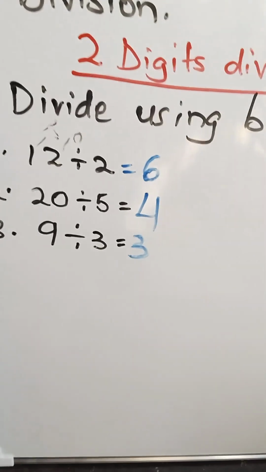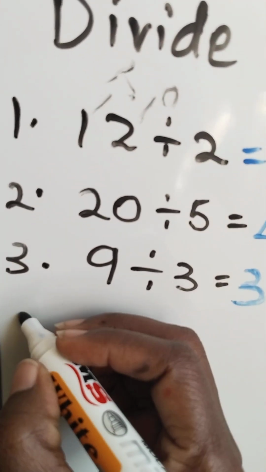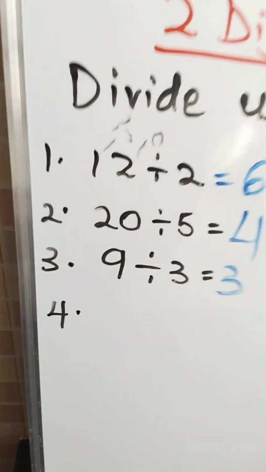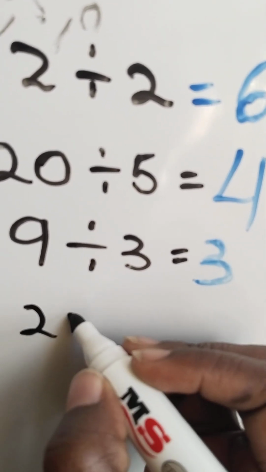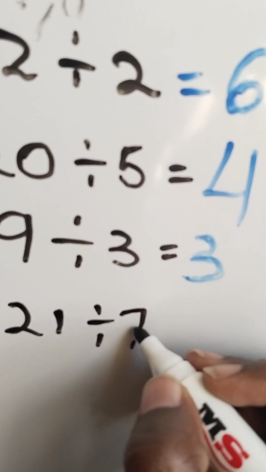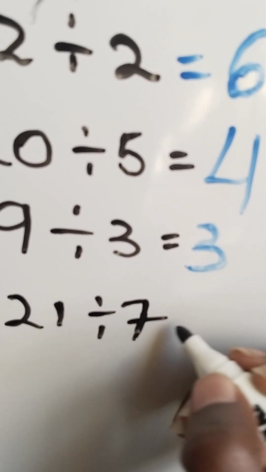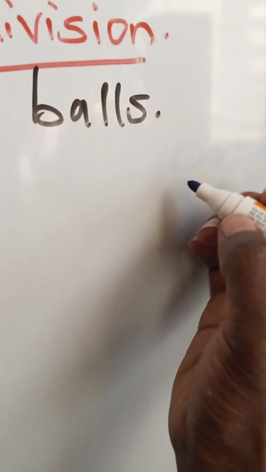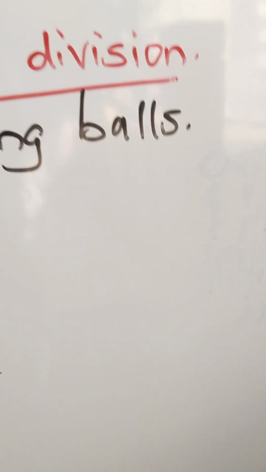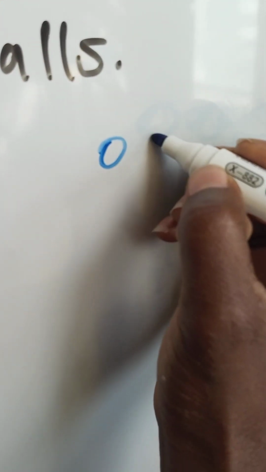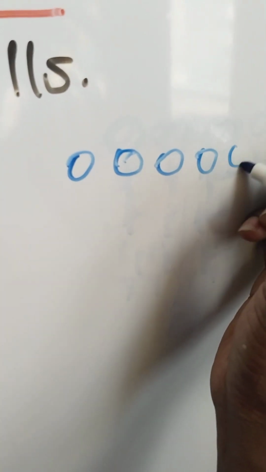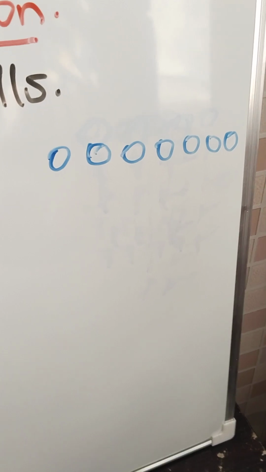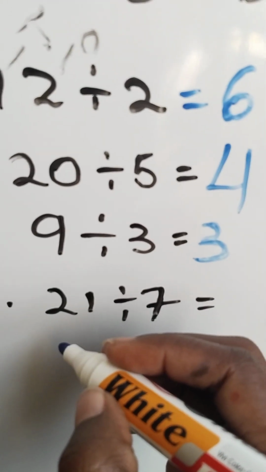Then one last number, kids, one last number, which is 21 divided by 7. 21 divided by 7. What do we get? So we are still going to erase this, and then what we will do is draw 7 balls. 1, 2, 3, 4, 5, 6, 7. So these are 7 balls and we divide them by 21.